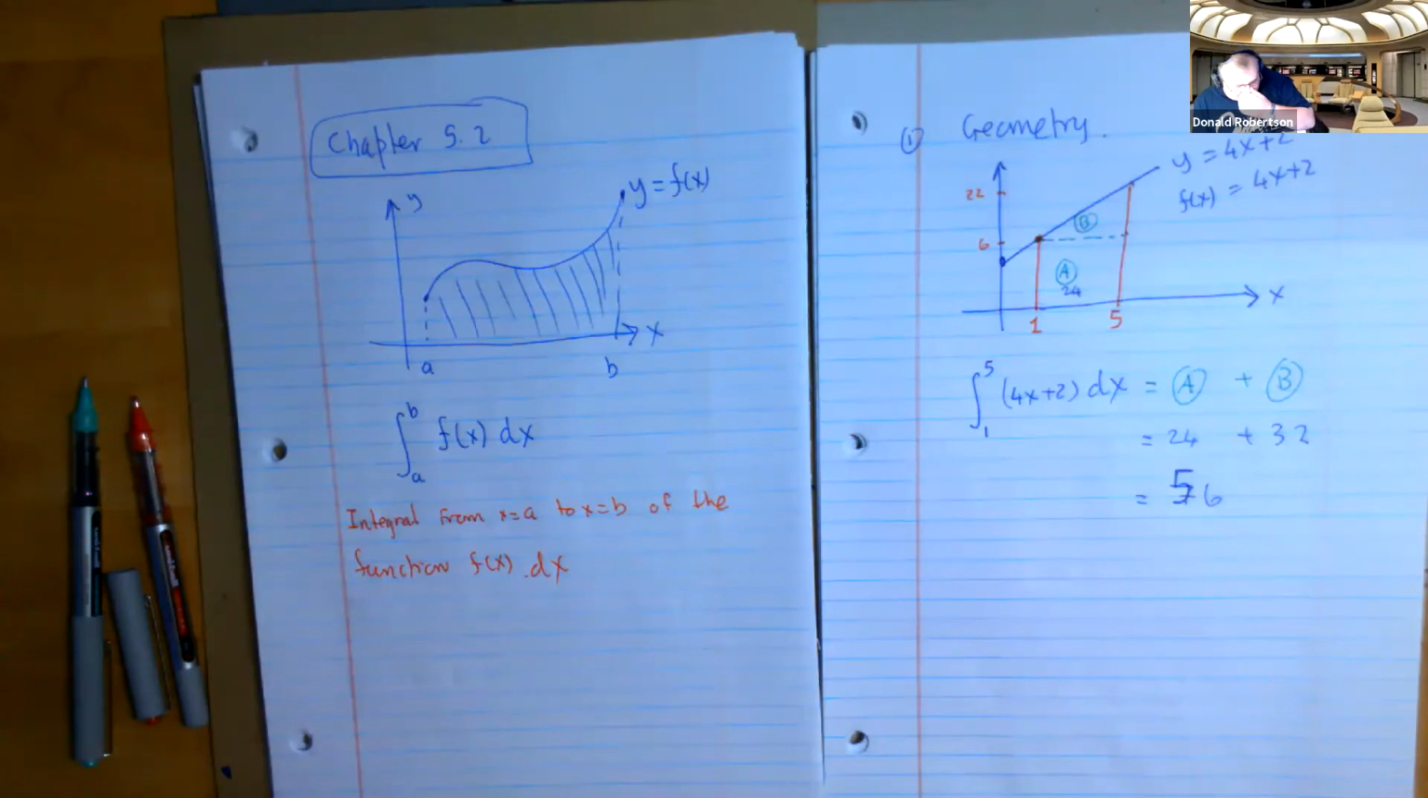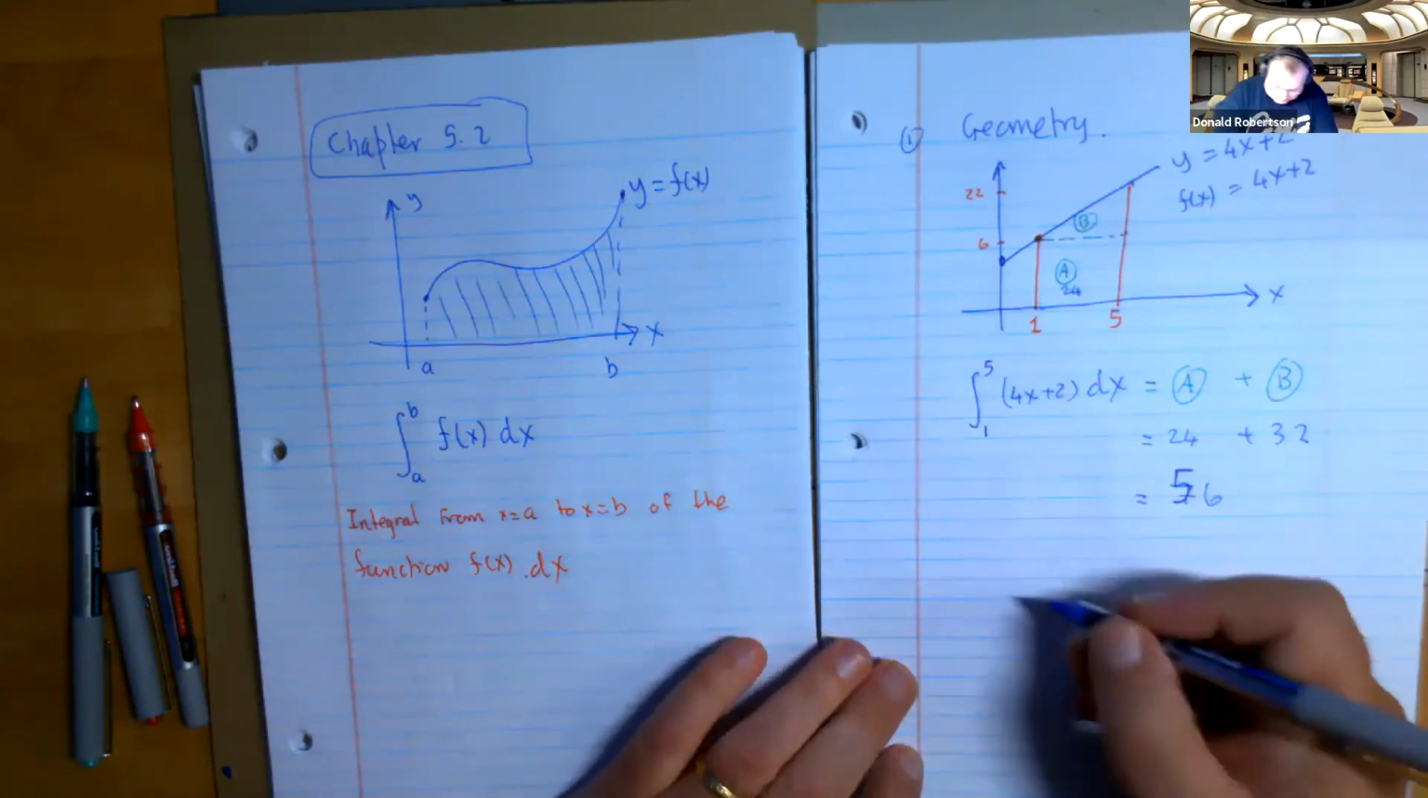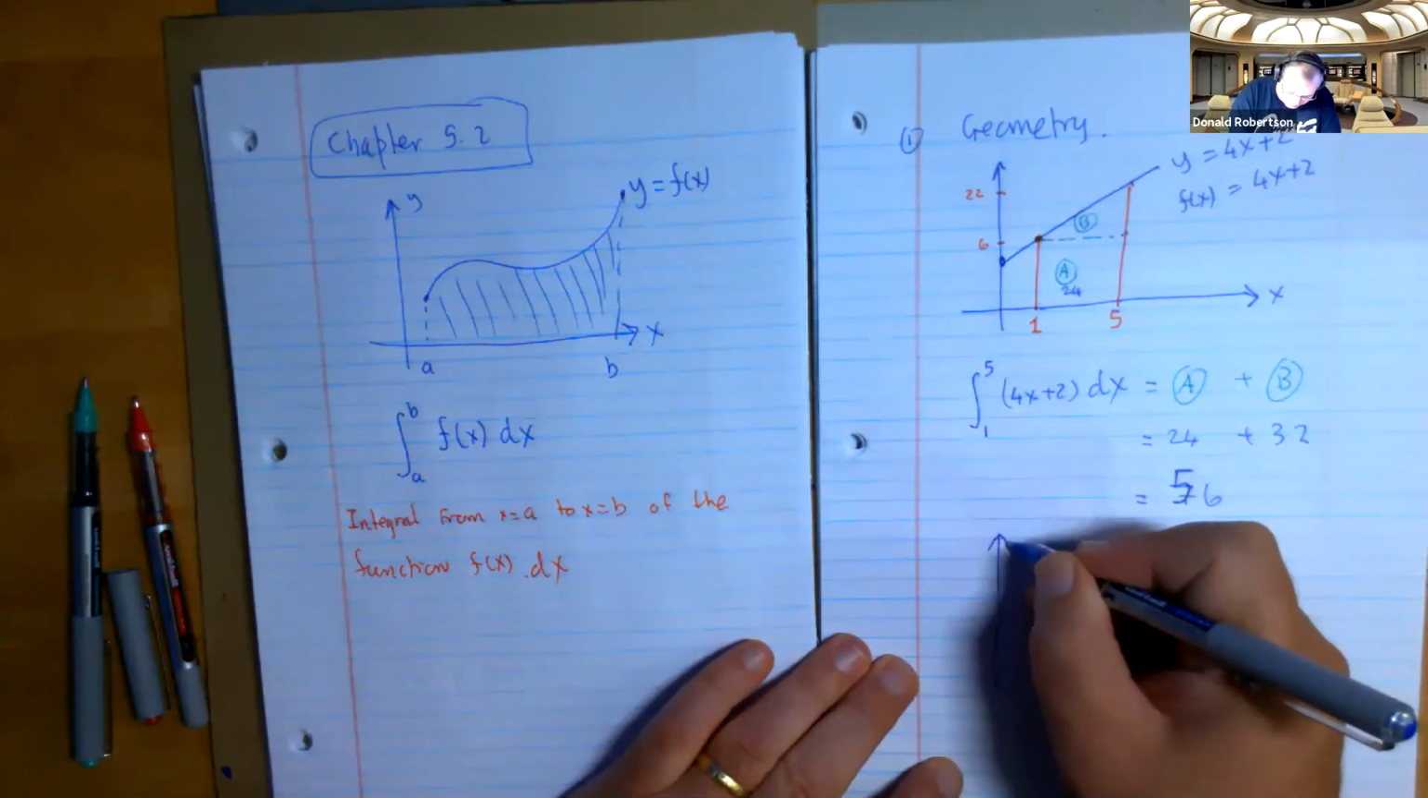Now, what kind of functions can we do geometry on? Unfortunately, really only 2. Straight lines. Any guess what the second and last one's going to be?